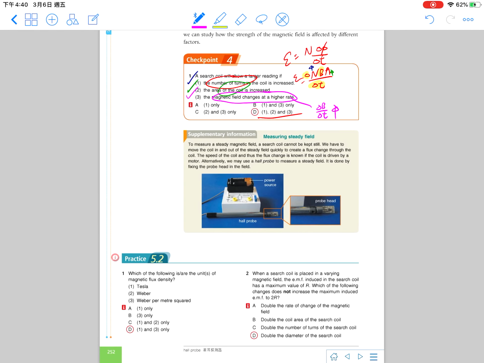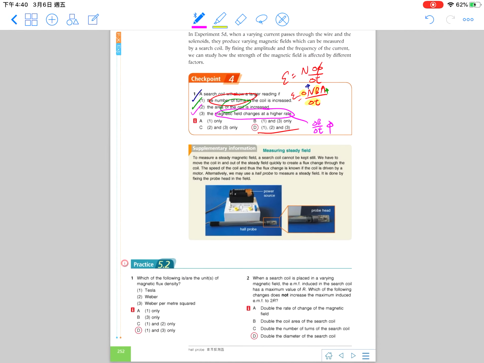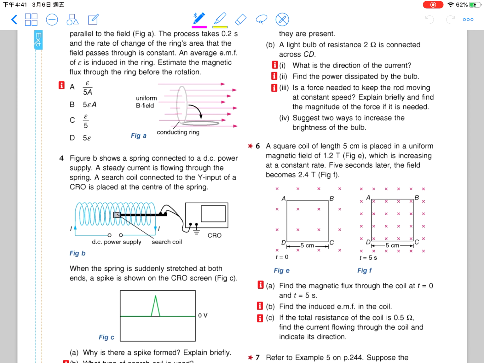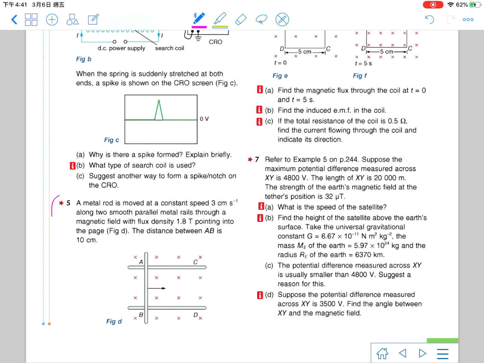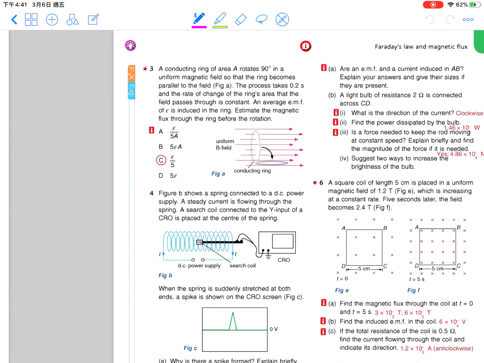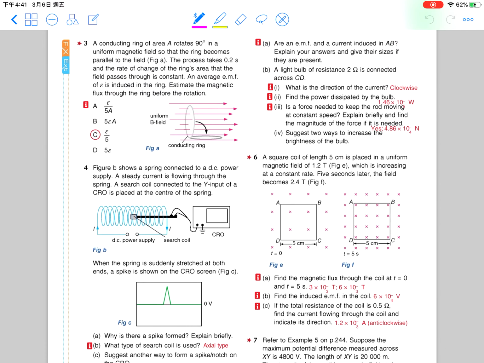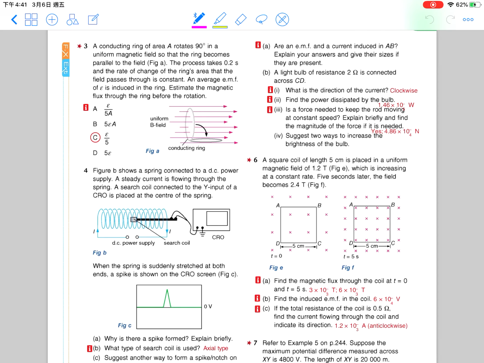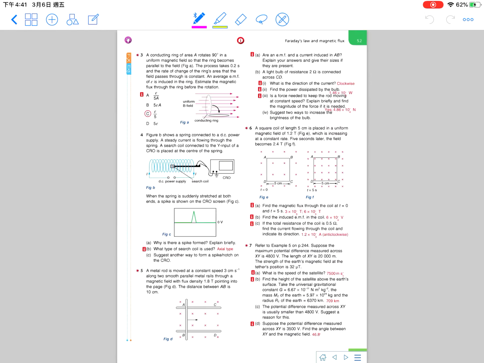Any problem? You can try Practice 5.2. I suggest you try question 6, 5. This is the answer.